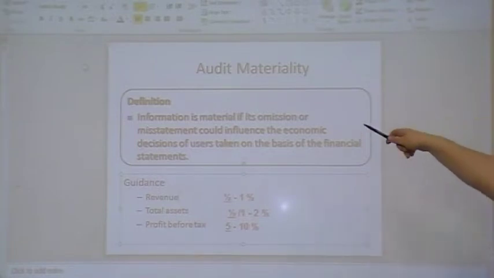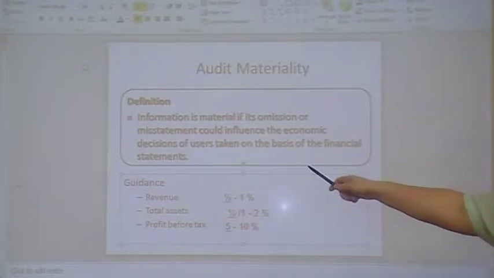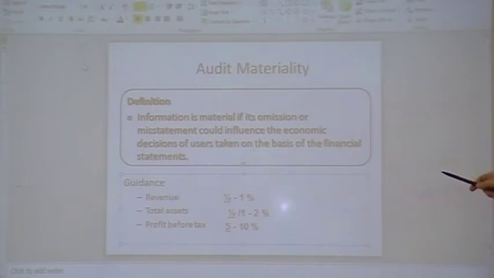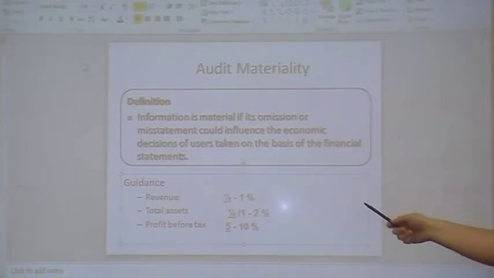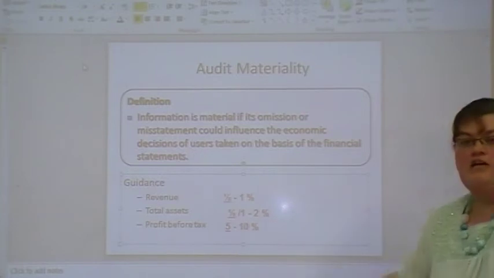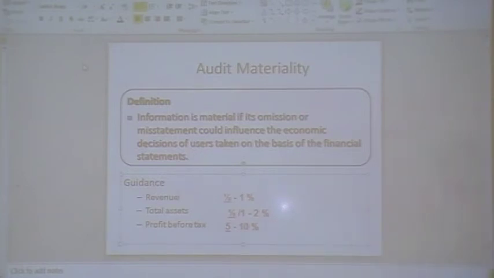Okay, and it is even in the structure one up here on the board: information is material if its omission or misstatement could influence the economic decision of users taken on the basis of the financial statements. So you're trying to set a threshold for materiality to see, if you find a mistake, is it material to the audit or is it not material to the audit? And they usually give a guidance here. You have 0.5% to 1% for revenue, 1.5% to 2% for total assets, and for your profit before tax you could have 5 to 10%, but it's normally more likely to be looking at the 5% materiality.